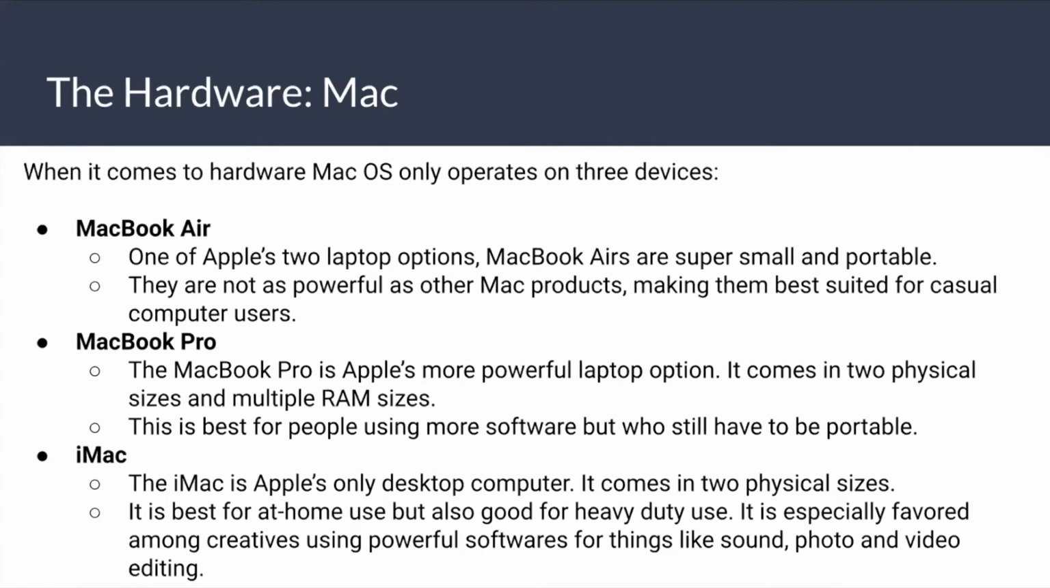Then the other option is the MacBook Pro, which is Apple's more powerful laptop option, and it comes in 2 physical sizes with multiple RAM sizes. And this is best for people using more software, but who still want it to be portable for their own needs. And then lastly, the third option is iMac, which is Apple's only desktop computer, which comes in 2 sizes. It is best for at-home use as it is a very large desktop, and it is good for heavy-duty use as well. It is especially favored among creatives using powerful software for things such as sound, video, and photo editing and design.